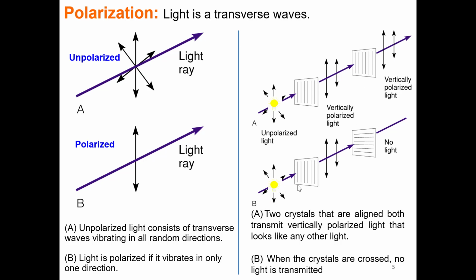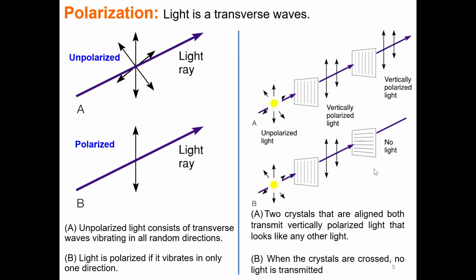We cannot distinguish if the light is polarized or unpolarized. But what happens in this experiment? We have a crystal that allows light to pass only in the vertical direction, and then another crystal that allows light to pass in the horizontal direction. If we cross these two crystals, what is the result? No light at the end. And in this way, we know it's possible to polarize light.